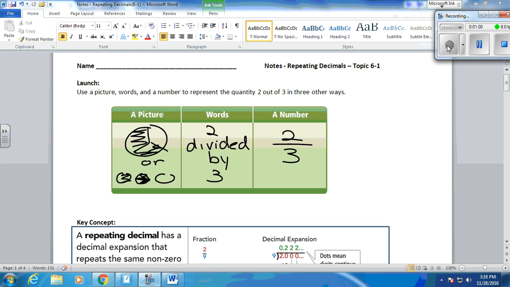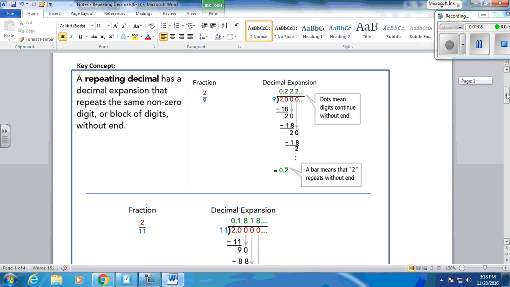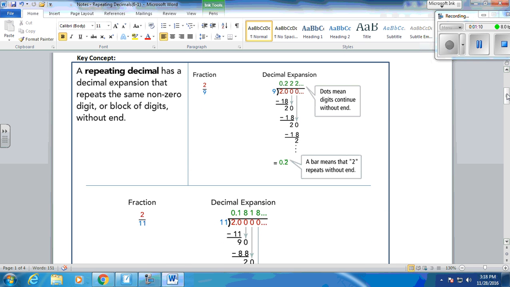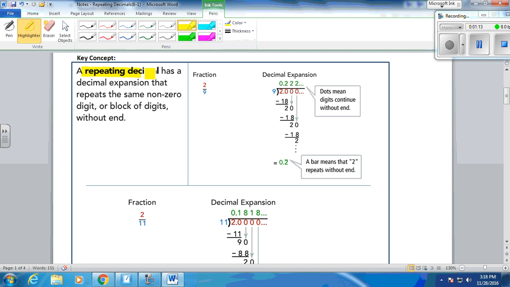Now the key concepts take up quite a bit of space on this page, but I felt that it was really important for you to see all of the steps here. So we have our vocabulary word of a repeating decimal. It states that a repeating decimal has a decimal expansion that repeats the same non-zero digit or block of digits without end. So what they are showing us here is that if you have the fraction 2/9, that needs to be rewritten as 2 divided by 9 right here. And they are clearly showing that this shows the pattern of 2, 2, 2.